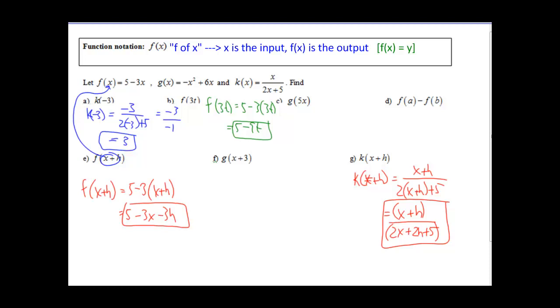Okay, go ahead and hit pause. Do C, D, and F and check back in a second.